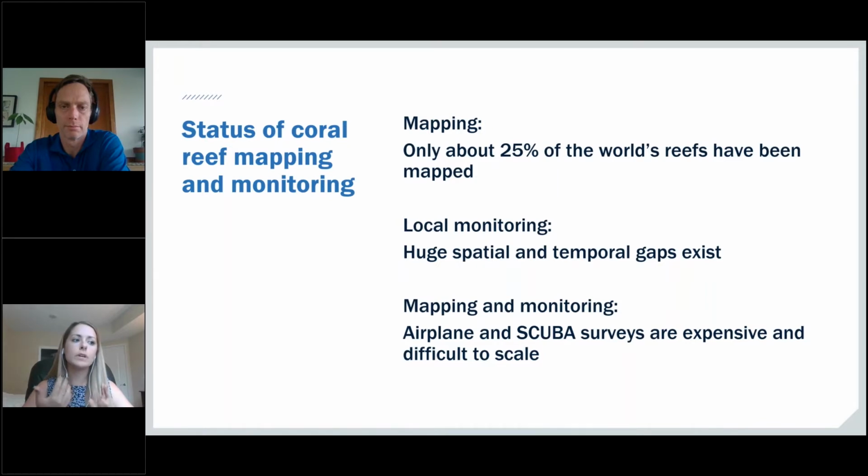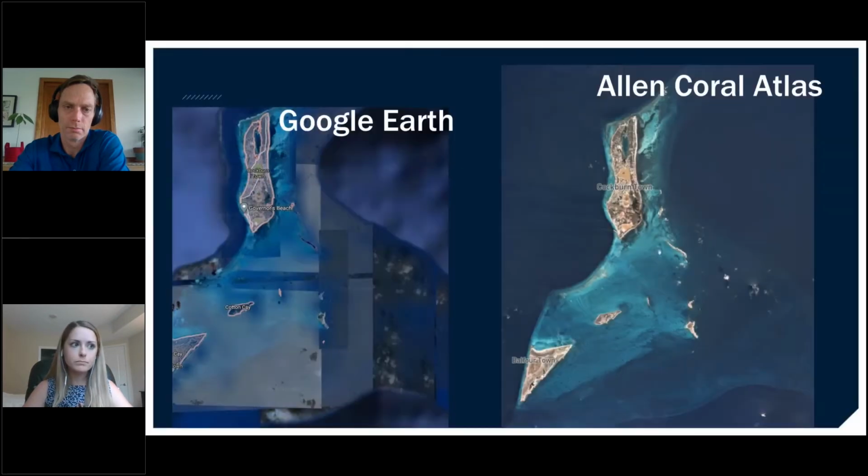So given this overall poor state of global reef mapping, the idea behind the creation of the Atlas was that having a more accurate baseline would allow for better conservation planning, coral reef restoration, and management. So the idea of the Atlas came about.